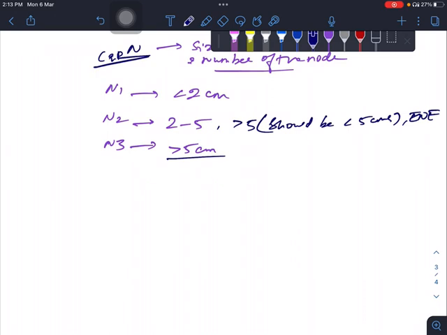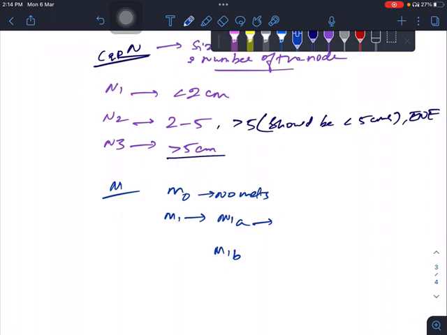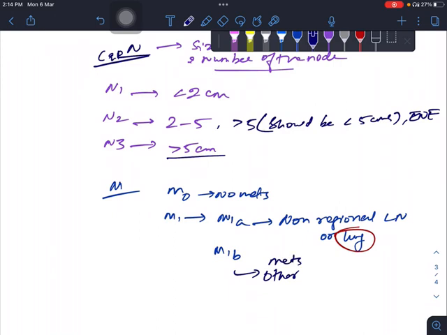Then coming to the metastasis, the M classification. M is M0, no metastasis, and M1. M1 is classified into M1a and M1b. M1a is non-regional lymph nodes or lung. This is very important. M1b is metastasis other than non-regional lymph nodes or lung.